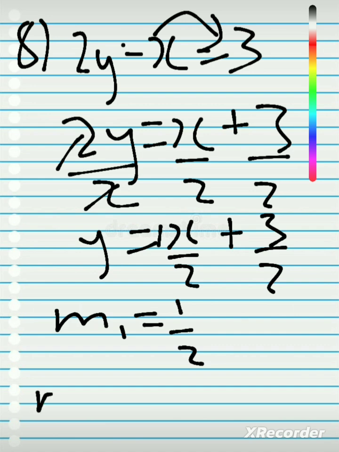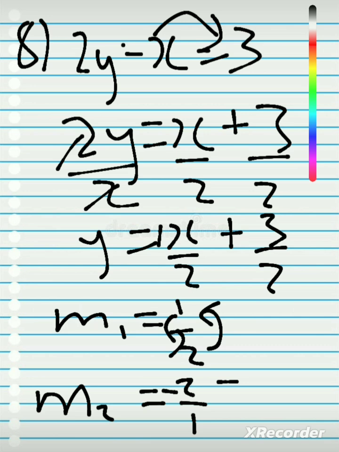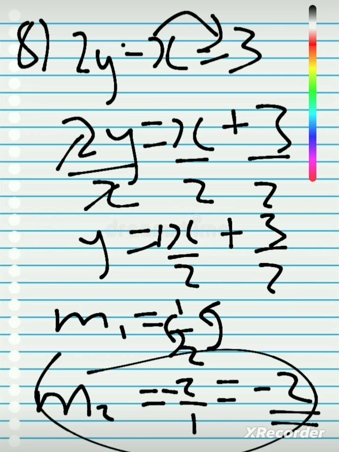So the gradient of the perpendicular line, which I'm going to call m2, is going to be equal to, you take this up, you take this down, it becomes 2 over 1, and you change the sign. If it was positive, it becomes negative. If it is negative, it becomes positive. So negative 2 divided by 1 is negative 2. So this is the gradient. Now they want the equation. Okay, we know where the line passes. So I'll continue it from here.